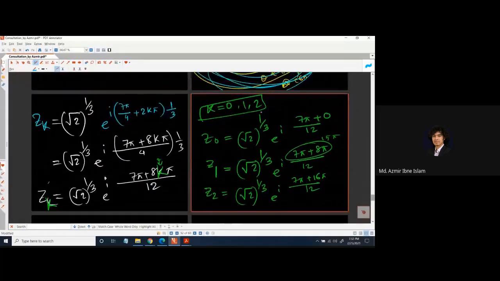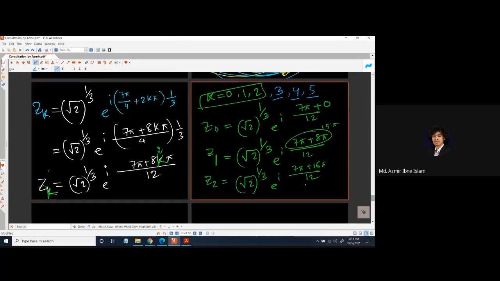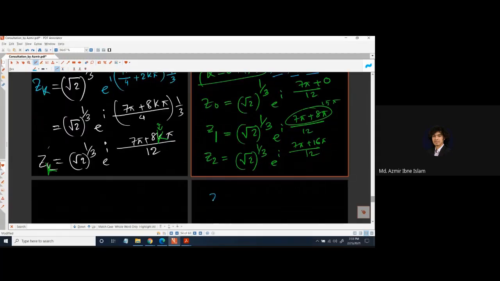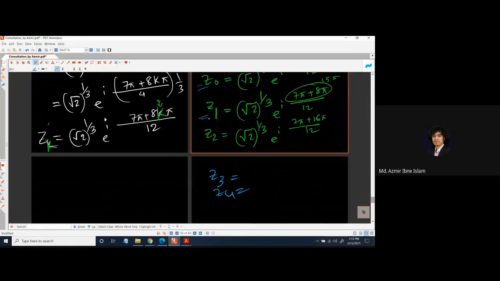Now, there is a question in our mind: can't we input 3, 4, 5? That is k equal to 3, k equal to 4, k equal to 5. So the answer is yes, we can input. But if we input k equal to 3, we will obviously find z3, but z3 will be the repetition of z0. z4 will be the repetition of the previous z1, and z5 will be the repetition of z2.